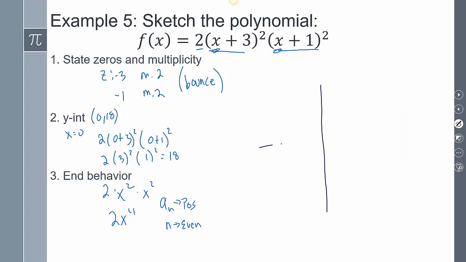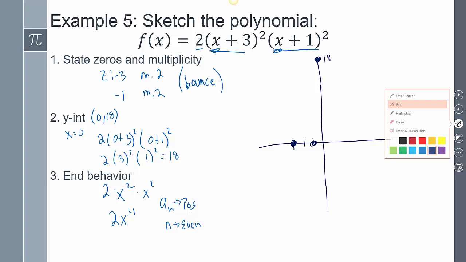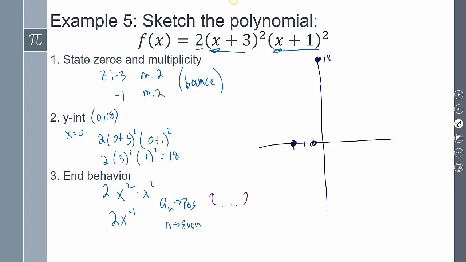So then drawing this, my zeros, I have -3 and -1. My y-intercept, I'm just going to say that that's 18, just to save time. And then my end behavior, we said because of my end behavior it should do something like that. So it's going to come from up here and it's going to go up there forever.